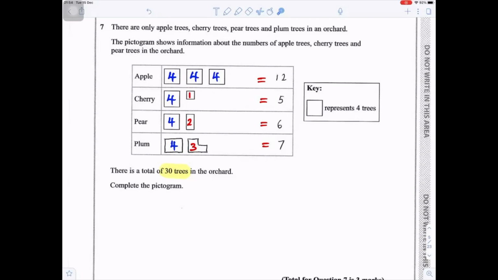And 4 plus 1 will give you 5. 4 plus 2 will give you 6. 4 plus 3 will give you 7. And if you add all of those numbers, 12 plus 5 plus 6 plus 7, that should give you 30 trees in the orchard.